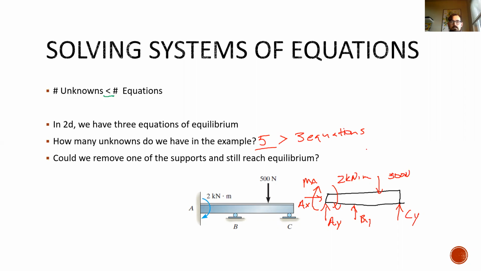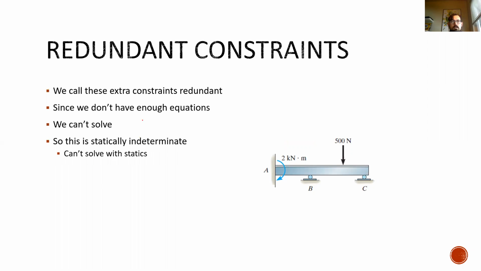We can't actually solve this using statics, right? And if we think about this, we could actually probably remove one of these supports and reach equilibrium. If we got rid of B, hey, that would stand on its own, or we could get rid of A and keep B. Either one of those cases, we'd have a system that would still be stable, right? This could be statically stable, it wouldn't move. In this case, we call those extra constraints redundant, right? It's this idea that those extra constraints, they're redundancy, they're not actually needed. And since we don't have enough equations, we actually can't solve this particular system.